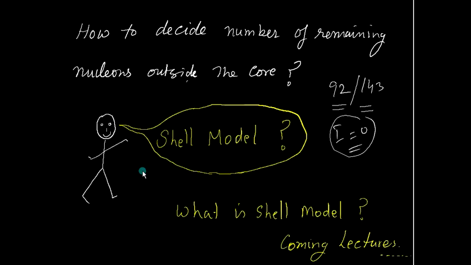That is basically the shell model, which helps us to determine the number of nucleons outside the core. What the shell model is and its explanation we will see in the coming lectures. So this was just a simple analysis of the angular momentum of the nucleus.